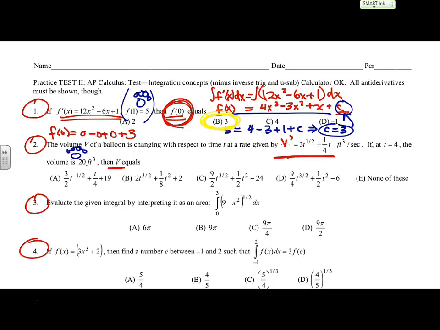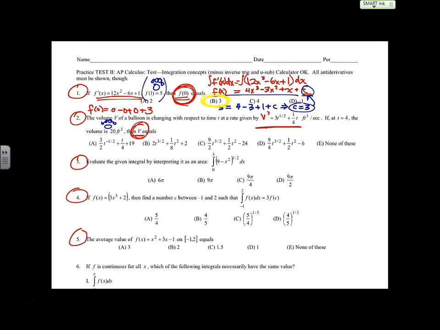Is that really any different than number 1? They give us a derivative. We have to antiderive. We want the original, but we don't want plus c, which is why we're going to have to use our clue. We're going to plug in when t equals 4, the volume, or v, is 20. That's our clue to help us solve. You guys see the similarity between 1 and 2?